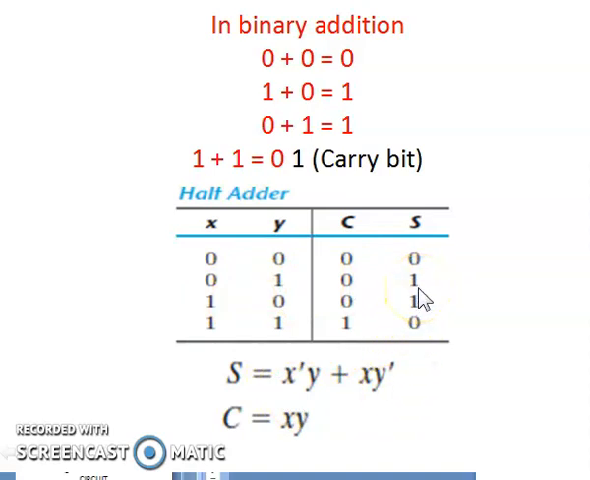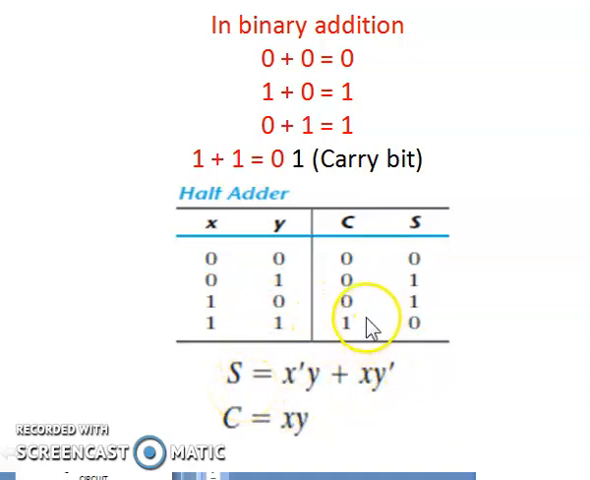The first one is appearing here. Its corresponding input is x bar y. The second one is appearing here. Its corresponding input combination is x y bar. So write the output in SOP form.